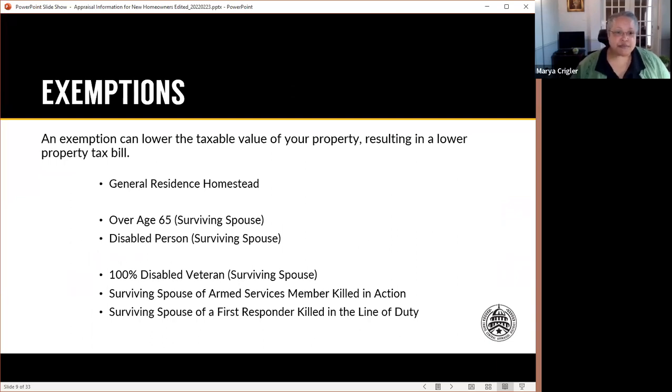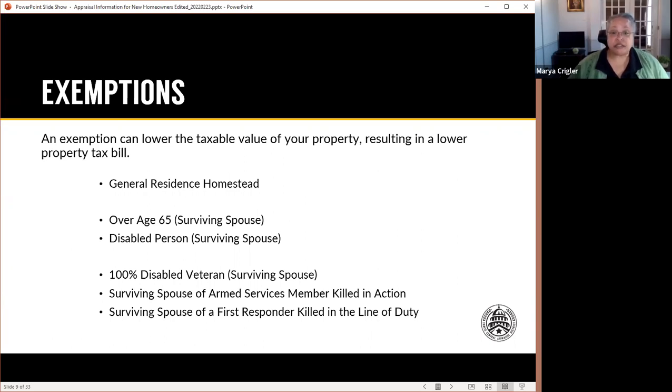Exemptions. Now, an exemption can lower the taxable value of your property, resulting in a lower tax bill. So if you recall, we appraise and we determine a market value of your property. Then there's the calculation that determines your assessed value, which is last year's assessed value plus 10%, or the current market value, whichever is lower. And then your assessed value minus any exemptions becomes your taxable value. So exemptions are really a good tool that property owners can use to lower their taxable liability.